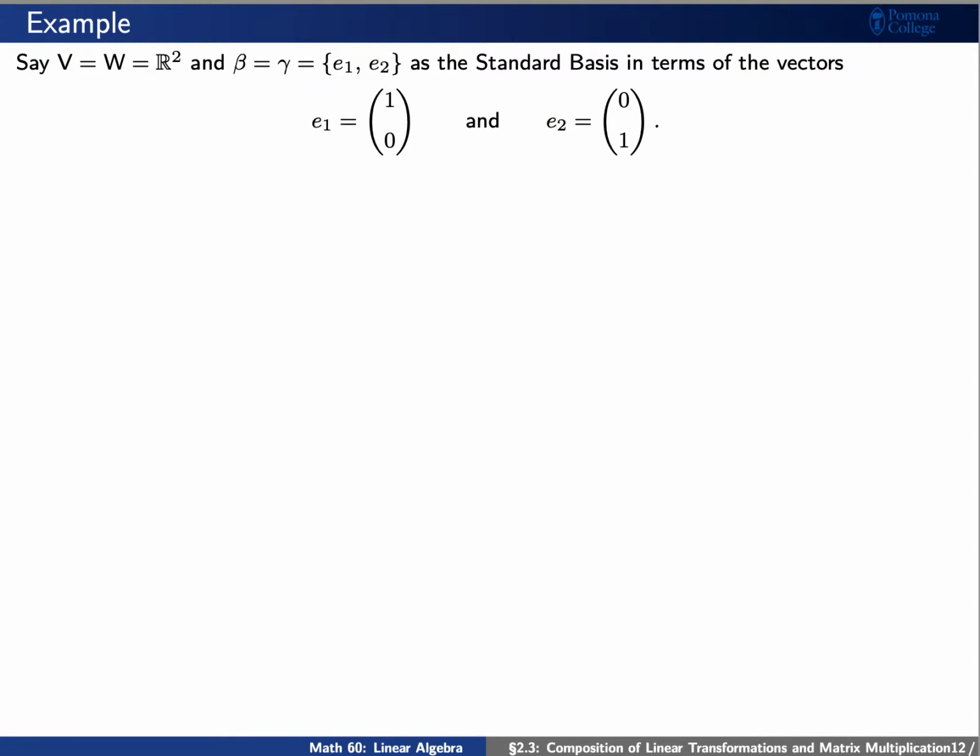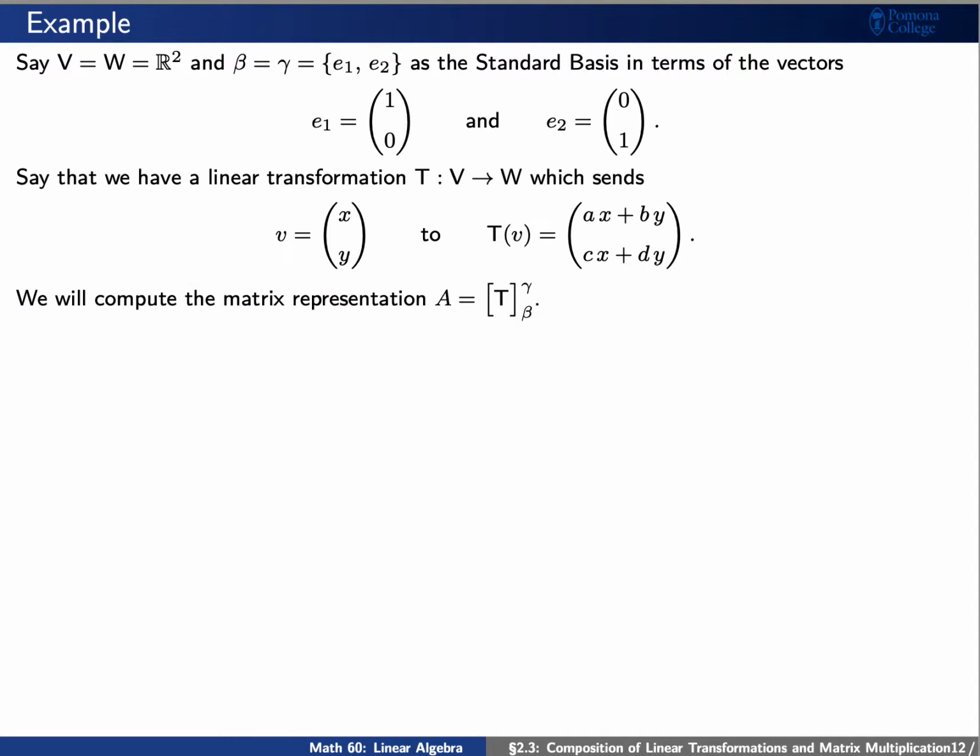Let's consider a rather quick example. Let's say that V and W are both R2, the real plane, and beta and gamma are the standard bases in terms of the vectors you see on your screen. Say now that we have a linear transformation T that sends a vector (x, y) to the vector T(v), which is (ax plus by, cx plus dy).